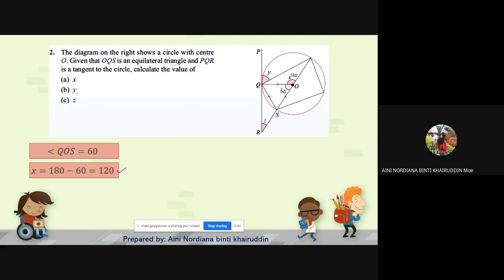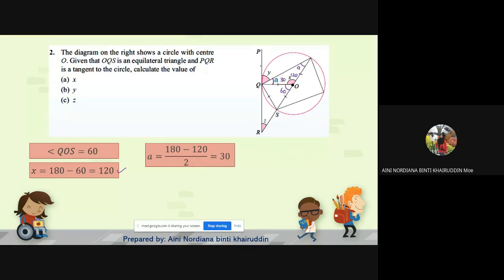Next, you want to calculate the value of Y. The value of Y is here. So first you need to calculate these two angles. Since OQ is a radius, this one is also a radius. So this is an isosceles triangle. So I name it as A, angle A. So angle A is 180 minus 120 divided by 2. But here is also A. So A is 30.